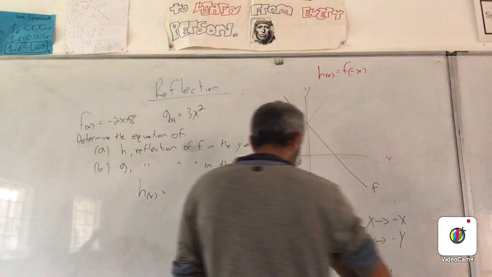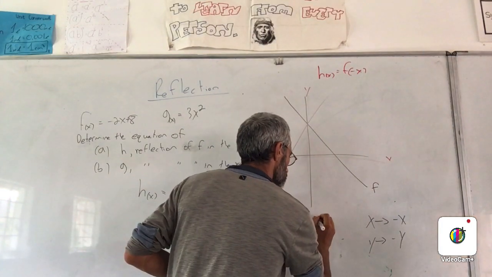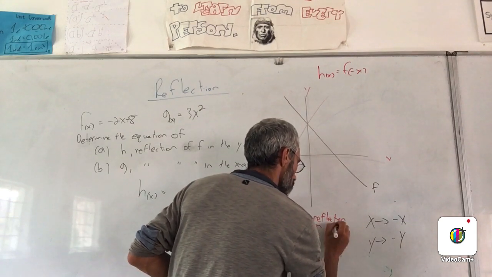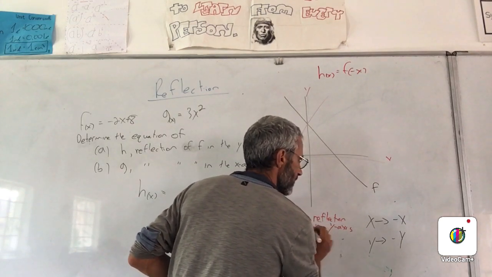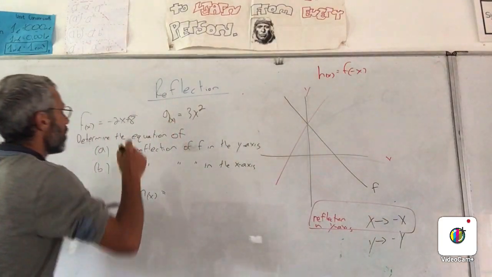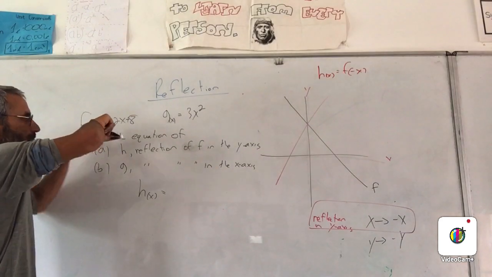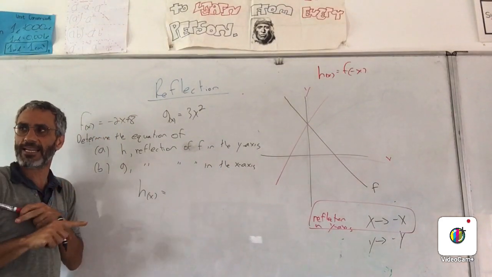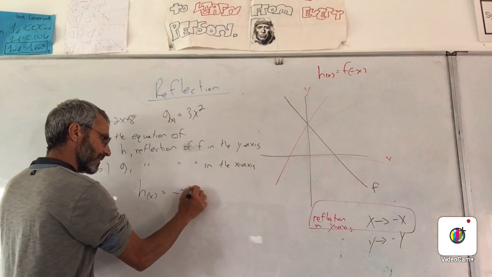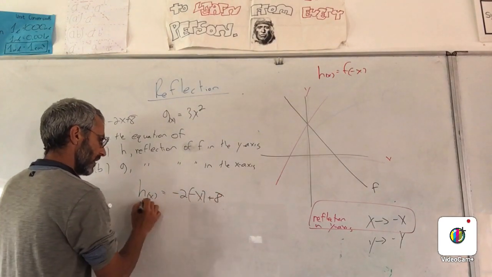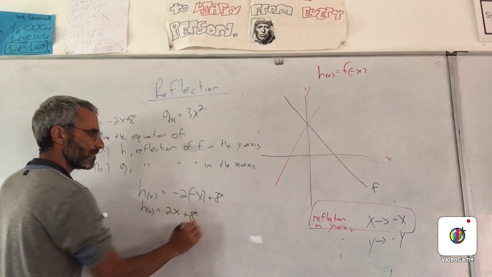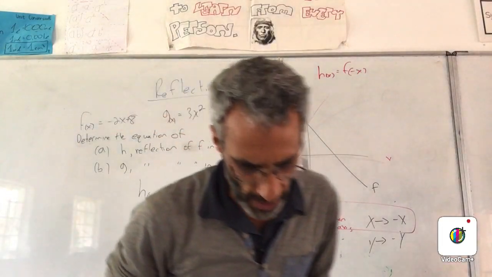So I'll write it down here, okay? Reflection. I'm running out of space. Reflection in y-axis is x to minus x, okay? So I'm basically going to take that, and every place I have an x, I'm going to write minus x. So it's going to be minus 2, instead of x, I'm going to write minus x, plus 8. In other words, h of x is going to be 2x plus 8. Okay? Just going to check that I've got it right.